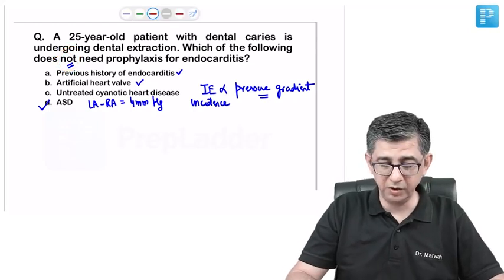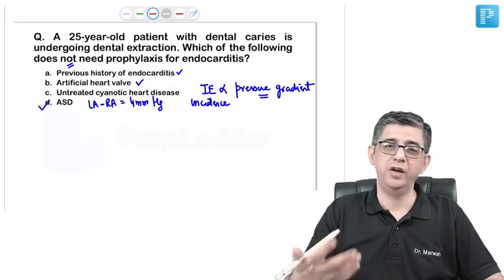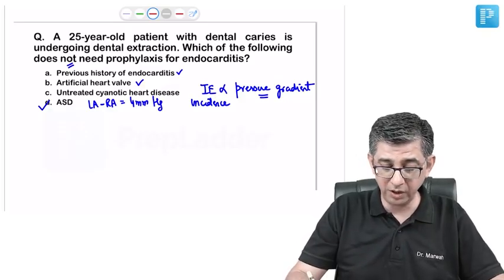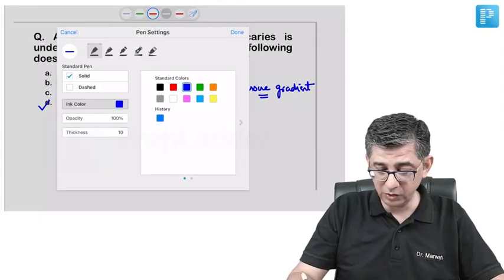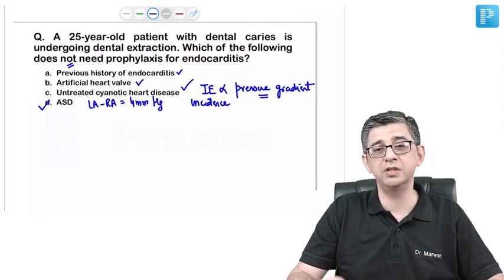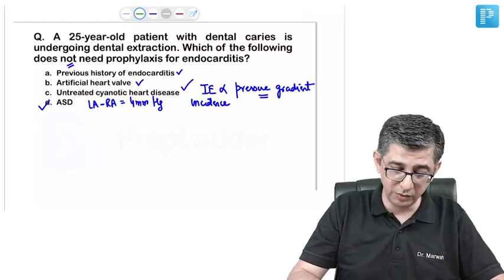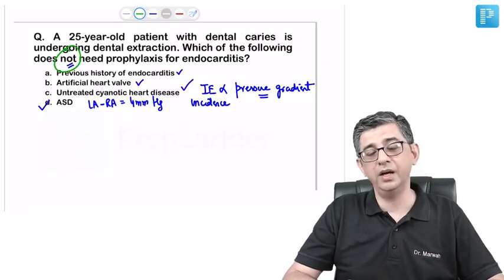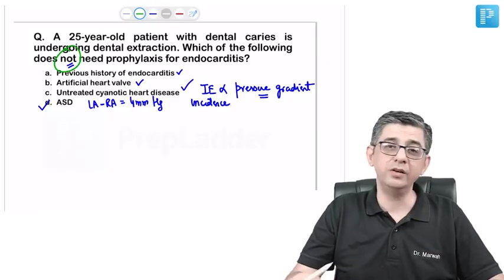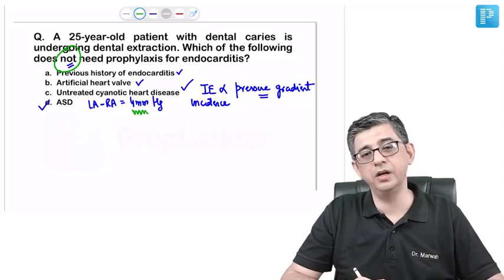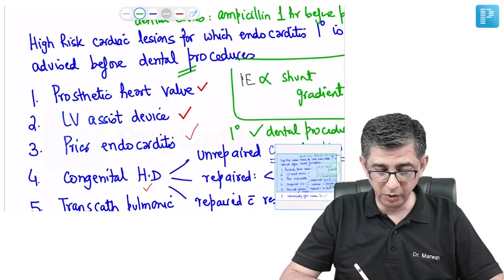You can see if a person is already having endocarditis, if there's a prosthetic heart valve disease, if there's an unrepaired, untreated cyanotic heart disease, all the three things which you currently see on the slide are situations where you have to go in for antibiotic prophylaxis. But because the question said not needed, then ASD is a low pressure shunt. Atrial septal defect operates at a pressure difference of only 4 millimeters of mercury. So antibiotic prophylaxis would not be required.